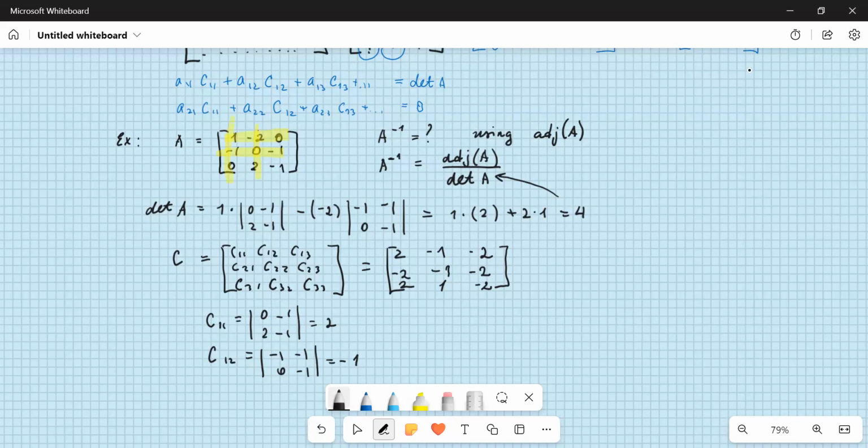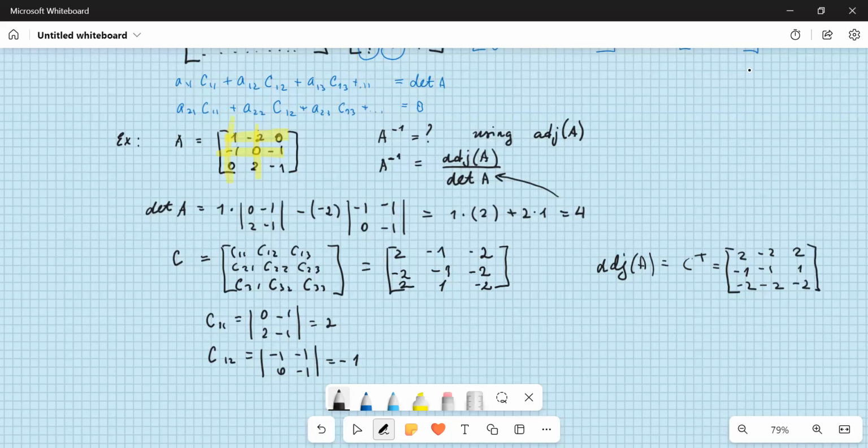Okay, so we got our C matrix. Now to get the adjoint of A, which equals C transpose, I just need to copy matrix C, turning rows into columns. 2, -1, -2. Next, second row, -2, -1, -2. And the last row is 2, 1, -2.